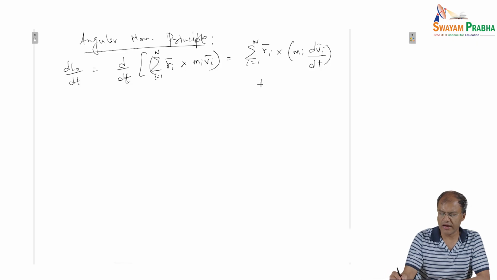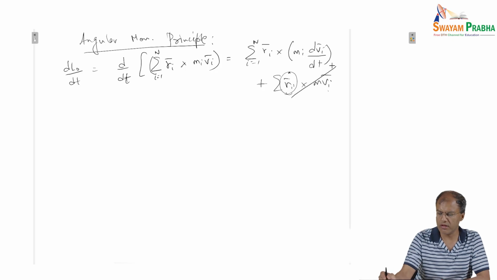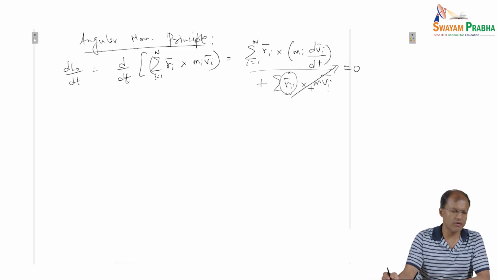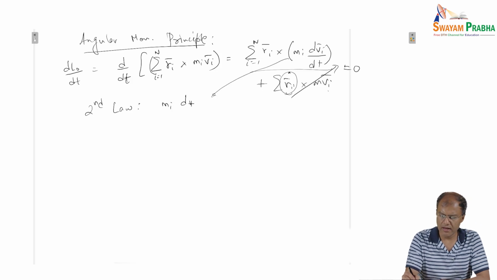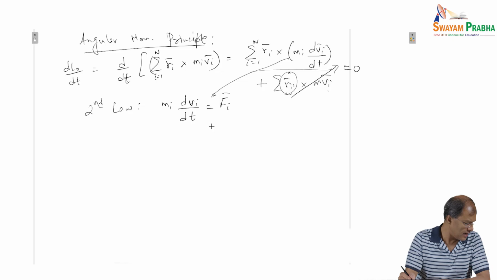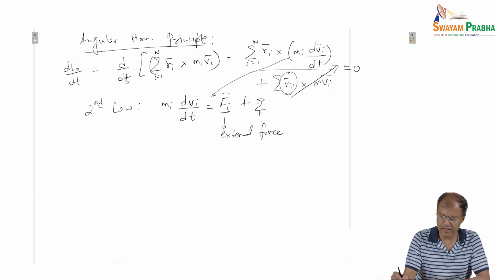The first component is as above, and the second component will be the summation of Ri dot cross with Mi Vi. But notice Ri dot is nothing but Vi, so Vi cross with Vi will be 0. So this second component will be 0, and all we are left with is the first component. From Newton's second law, we find that Mi dVi dt is nothing but the external force Fi acting on the particle i, and we could also have some internal force contributions, which is the summation over j from 1 to n of Gij.